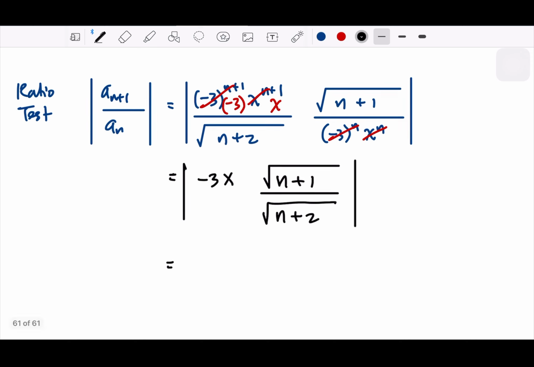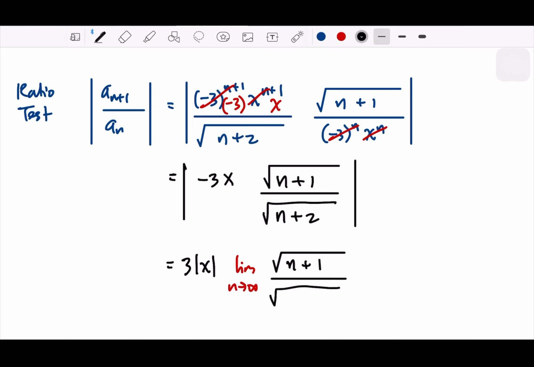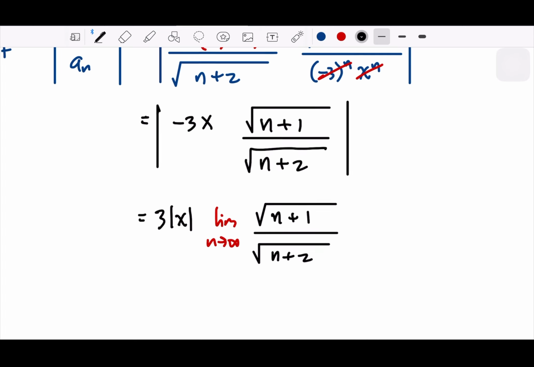Now we have this 3x and then take the limit for n. This will be equal to 1, right? This will be equal to 1 for the limit. So we have 3 times the absolute value of x for the ratio test. And from this 3|x|, we are going to observe how the series can converge through this x.